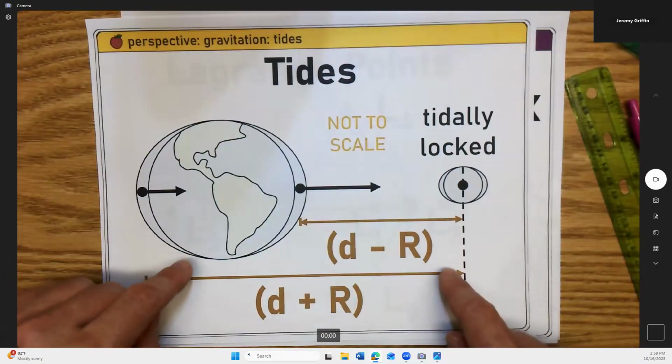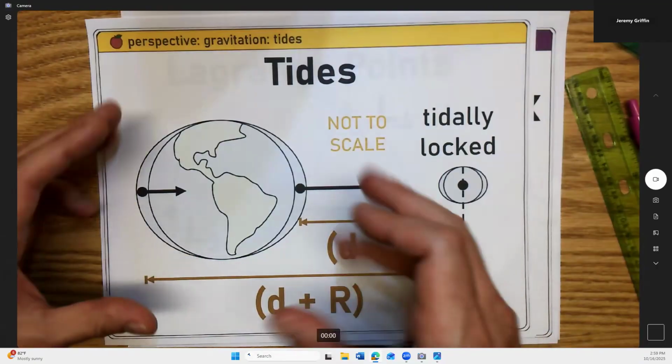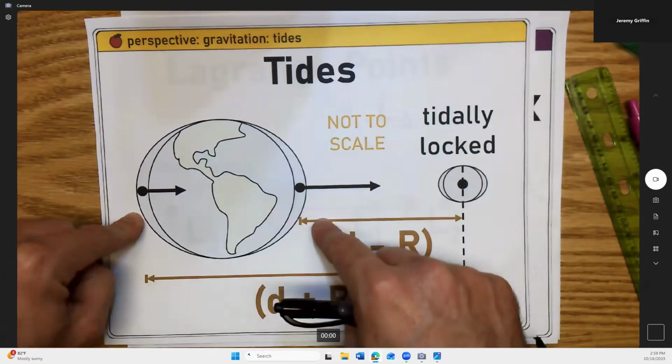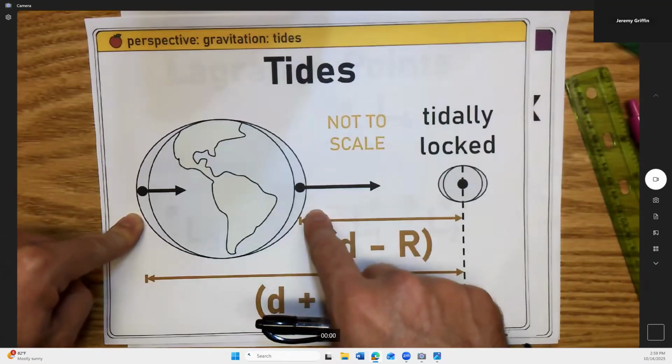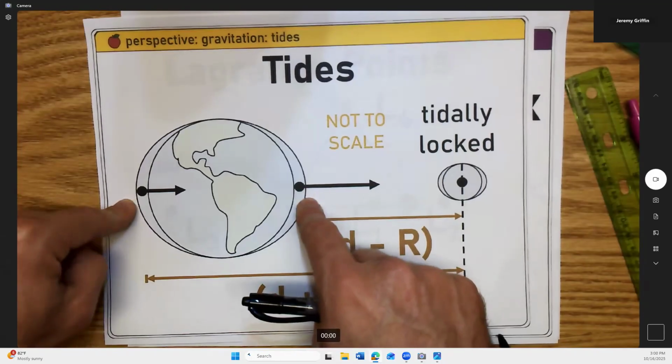Okay. So, yeah, the Earth will actually bulge a little bit like this, and since the Earth is mostly covered in water, that's what the tides are. Okay, so there'll be two tides every day.